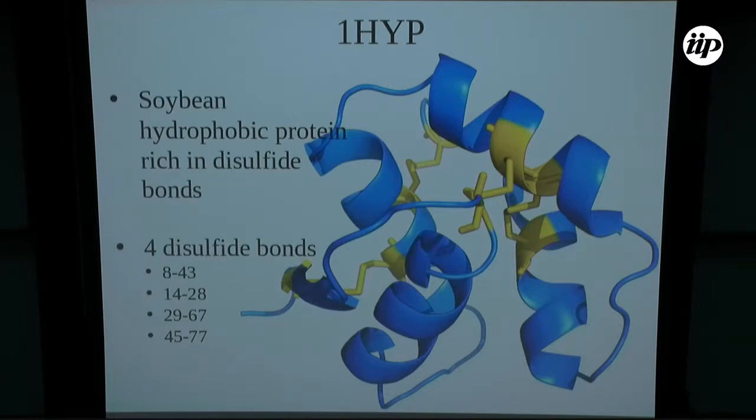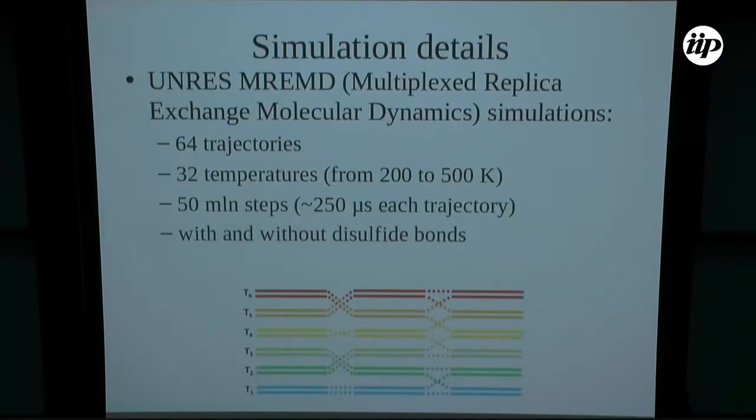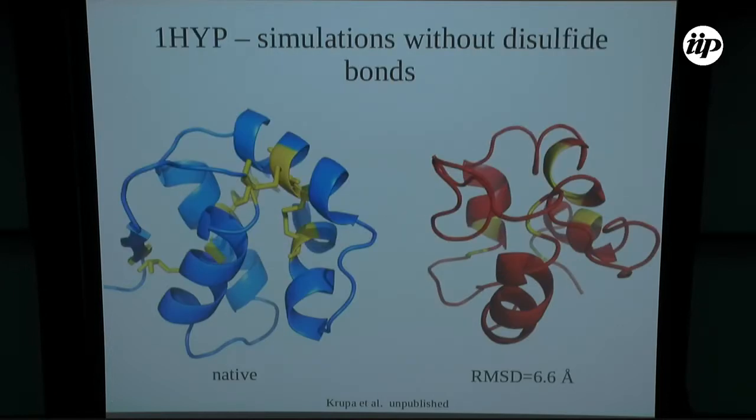But the important thing here is that this is a signaling lipid transfer protein, which is from plant. It's a very allergic one. So its shape causes allergy in humans. And when we simulate with replica exchange molecular dynamics, whose details were well covered by Czarek yesterday, we obtained it without disulfide bonds.